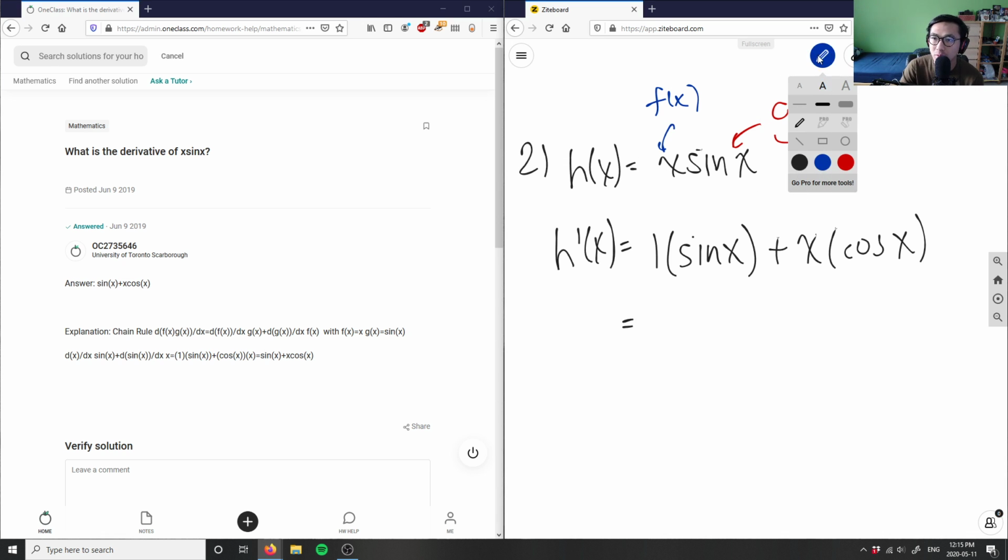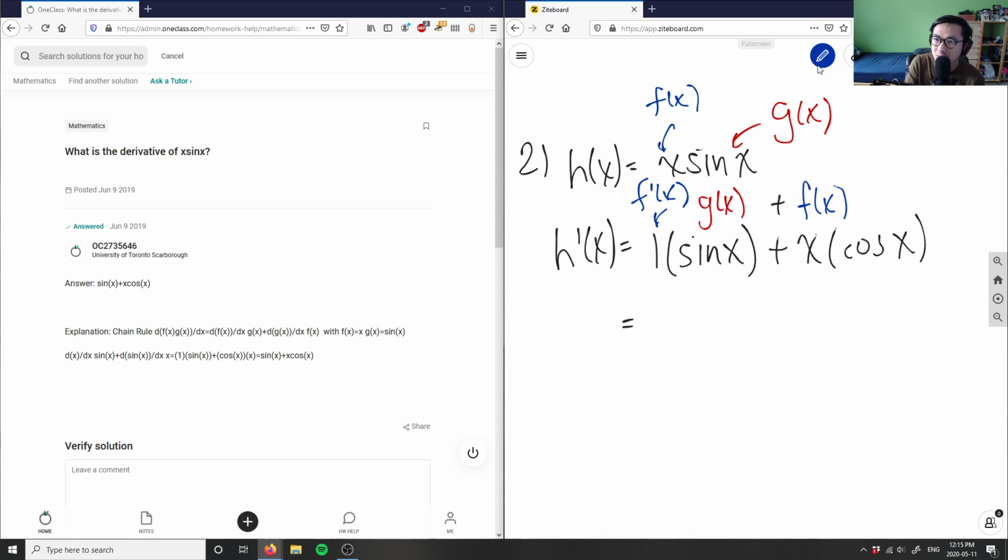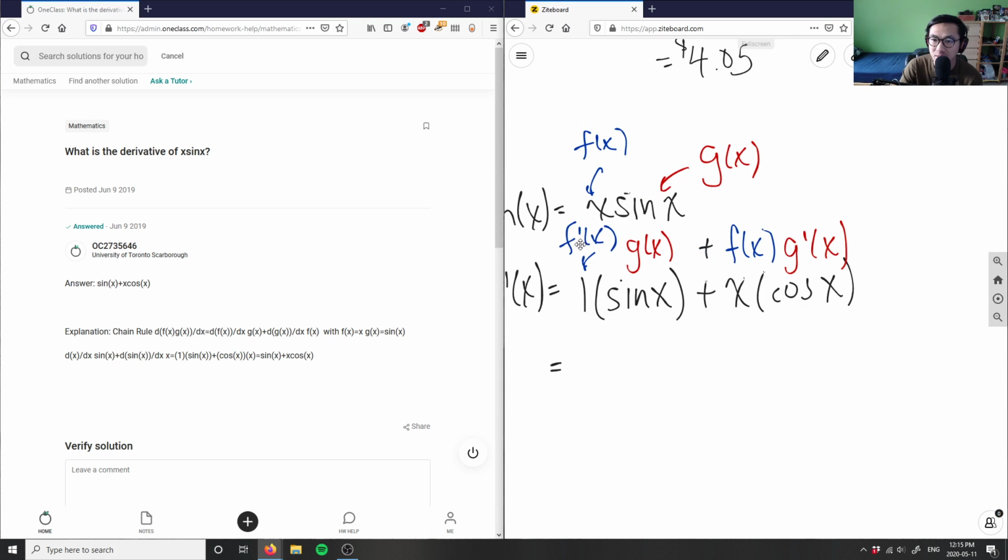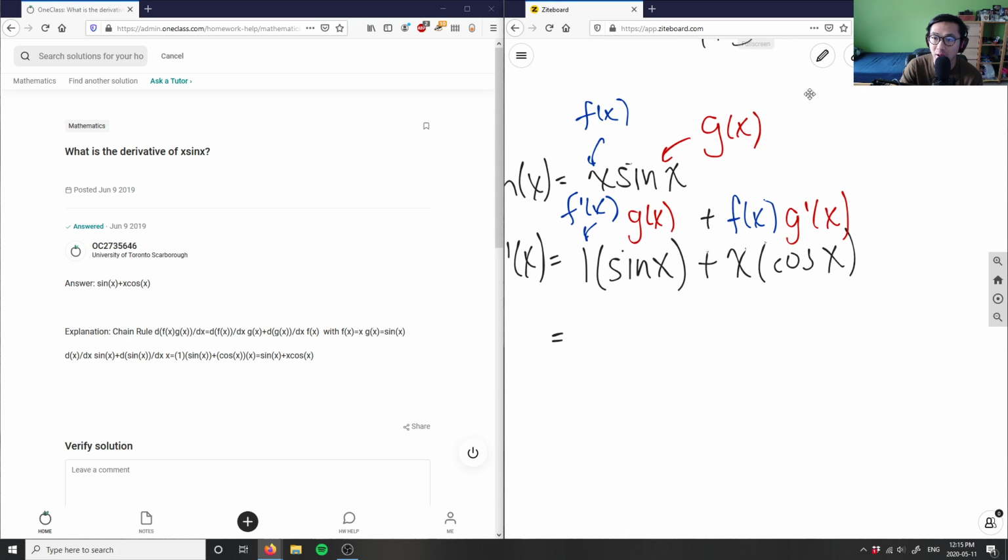So basically what I'm doing is taking the derivative of the first function, so this is f prime of x times g of x, plus f of x times the derivative of the second function, g prime of x. And this is something called the product rule. What I stated just now, f prime of x times g of x plus f of x times g prime of x, is the product rule.